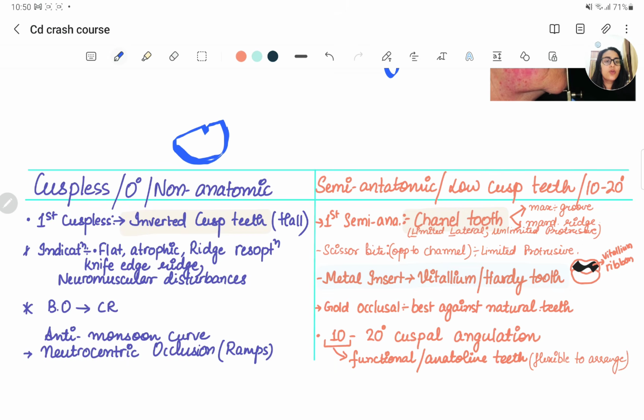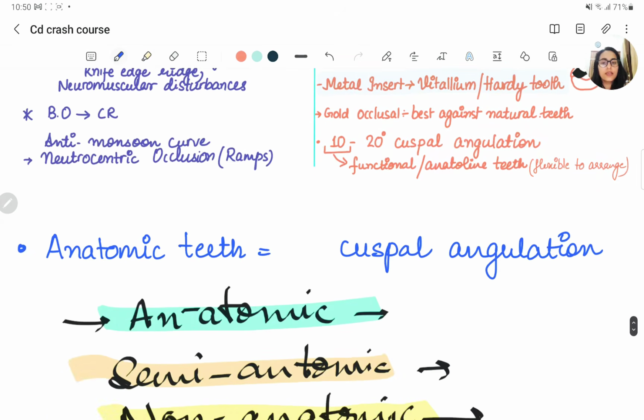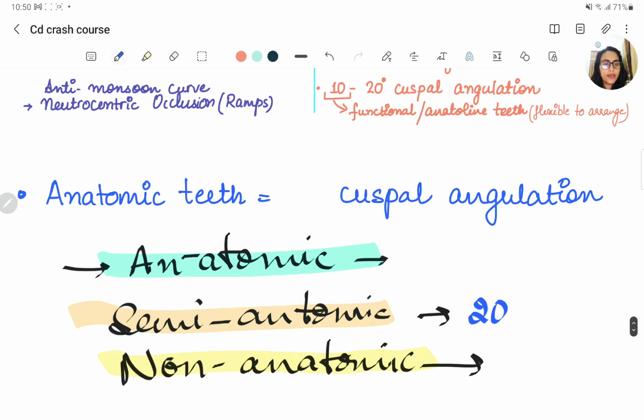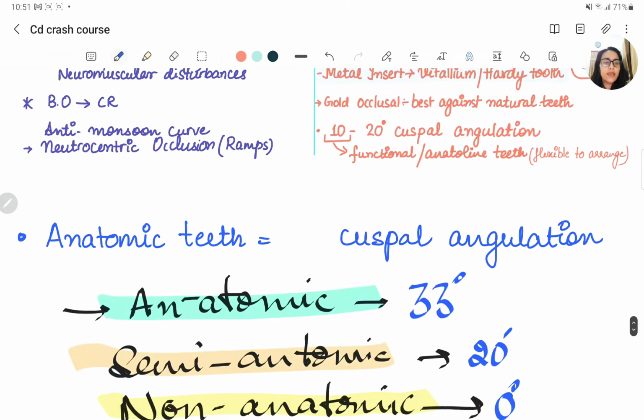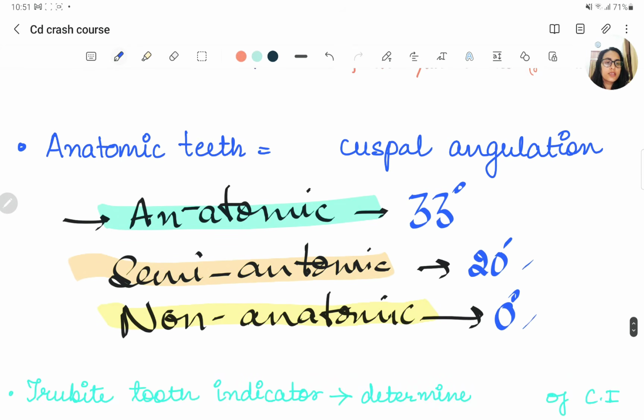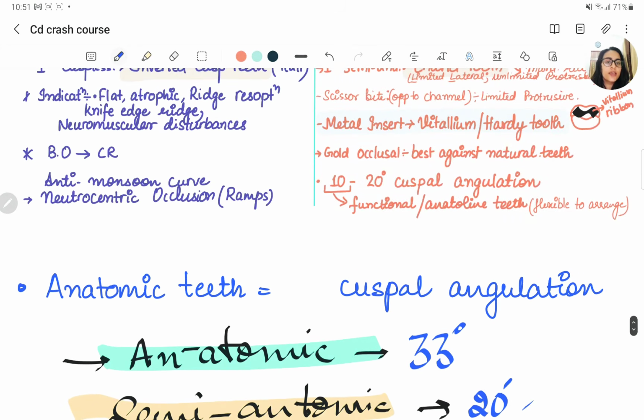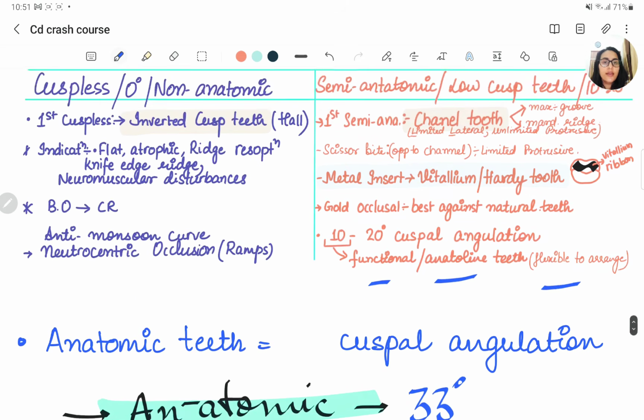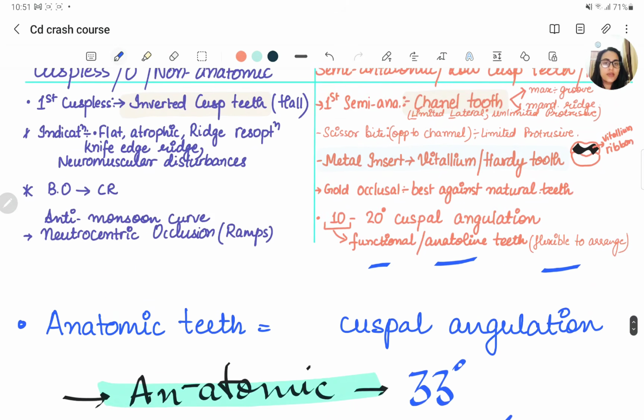Semi-anatomic teeth, low cusp teeth, or 10 to 20 degree teeth. So semi-anatomic teeth are basically teeth with 20 degrees angulation. Non-anatomic teeth are the ones with 0 degree angulation, and anatomic teeth are the ones having 33-degree angulation. So semi-anatomic is between 0 to 20, you can say somewhere around 20. 10 to 20 degrees, if the cusp is angulated, it is known as functional or endoline teeth. They are flexible to arrange. And generally it is 20 degrees, we say.